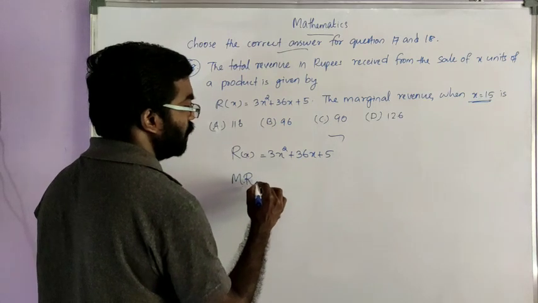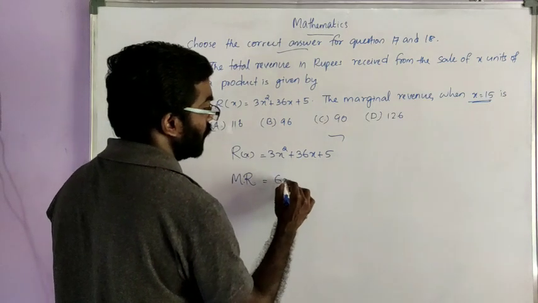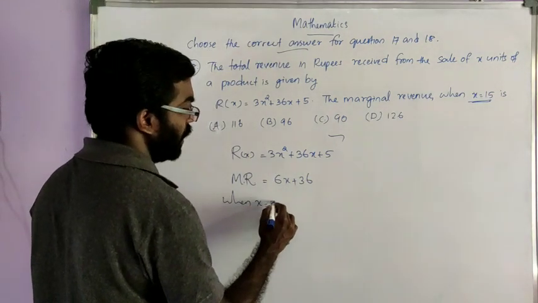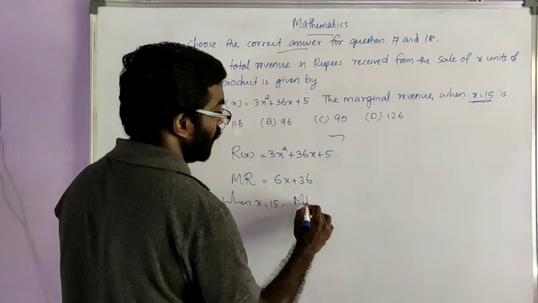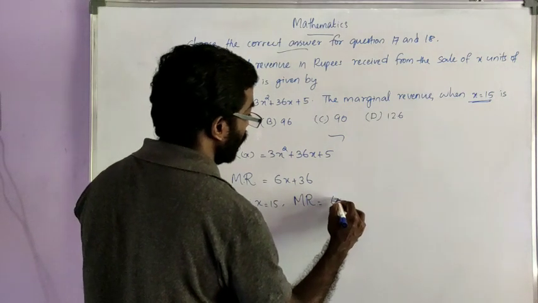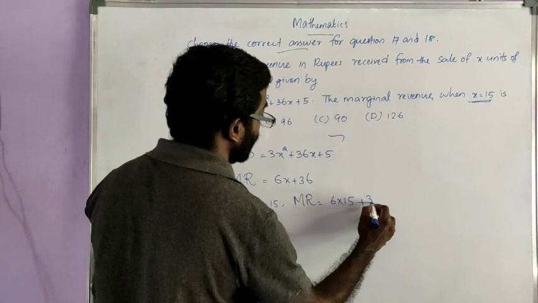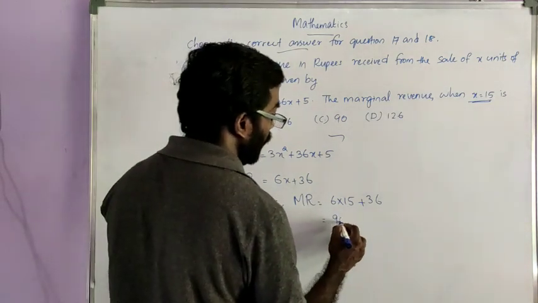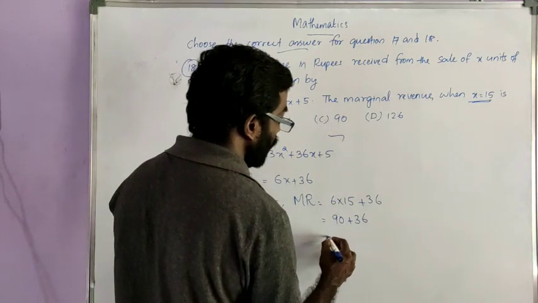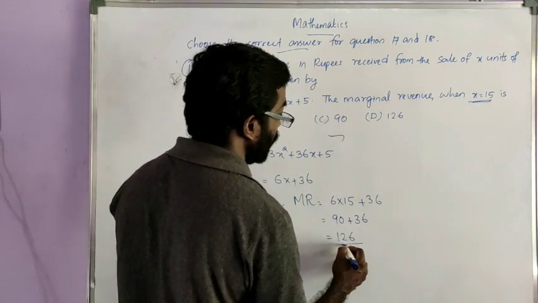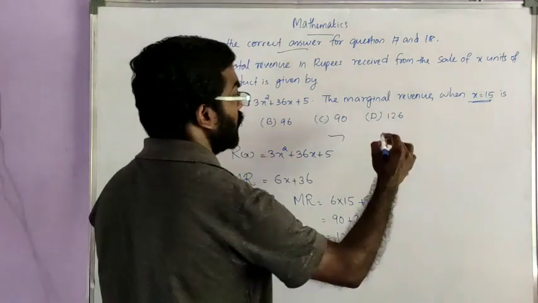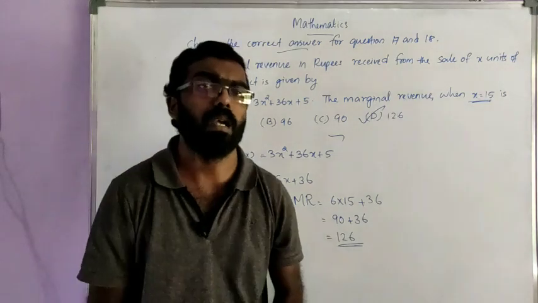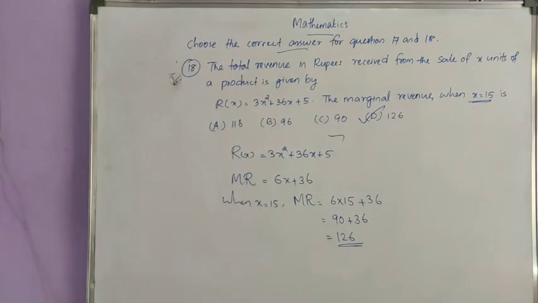Marginal revenue is equal to 6x plus 36. When X equal to 15, the marginal revenue is equal to 6 into 15 plus 36. So 6 into 15 is 90, 90 plus 36, which is equal to 126. So our correct answer is option D, 126. Okay, clear?